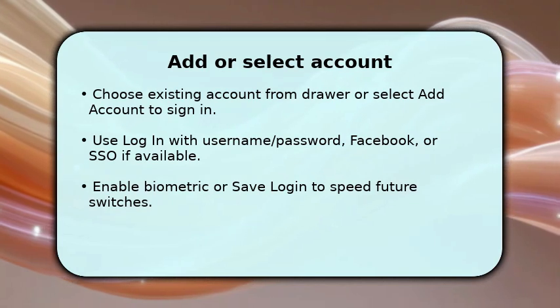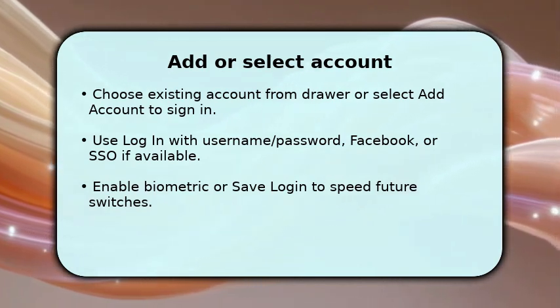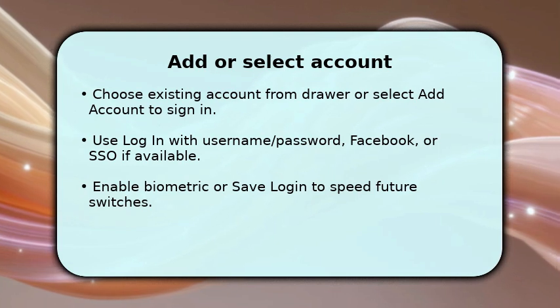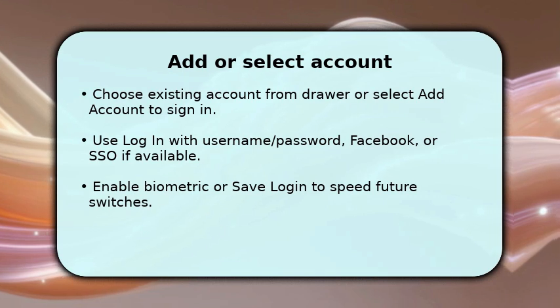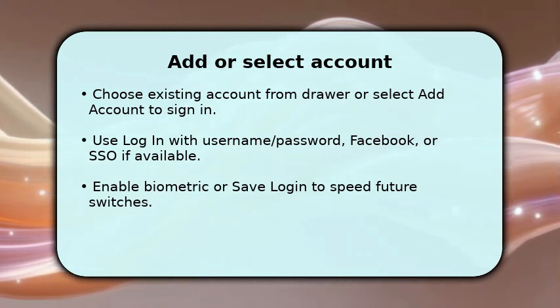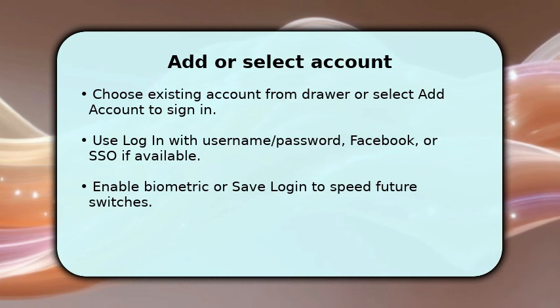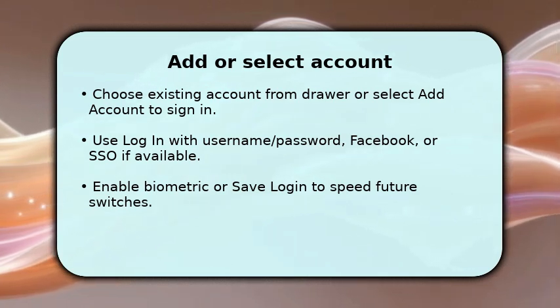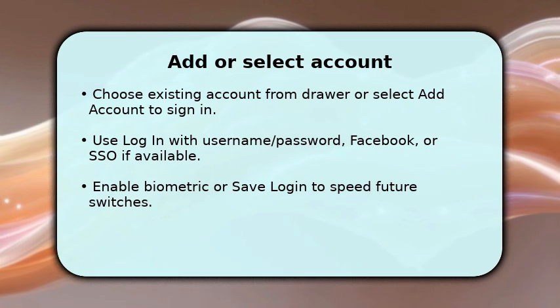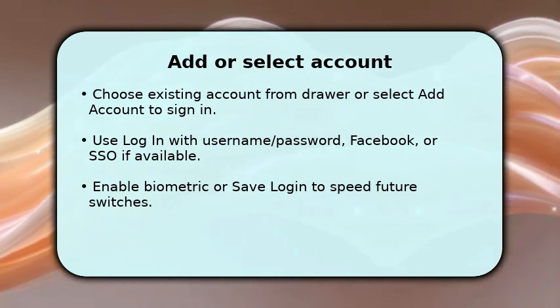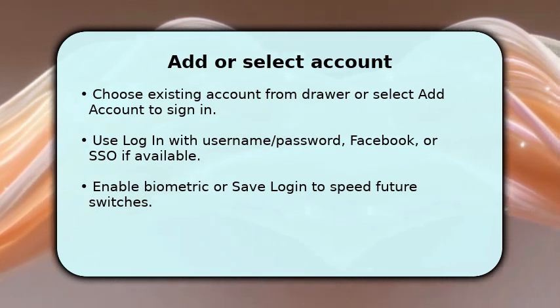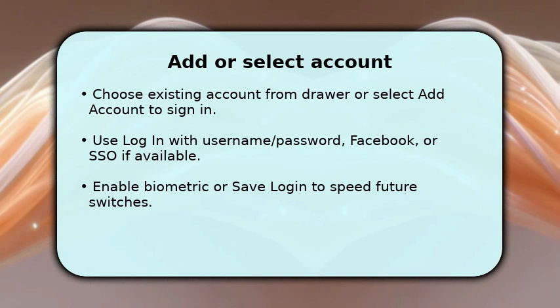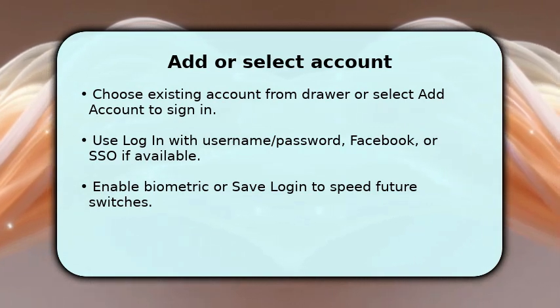Next, select the account you want to switch to or add a new one. If you tap Add Account, enter username and password or use Facebook/SSO options to link it. Instagram may prompt to save your login, except to streamline future switching. Once signed in, the app links accounts and shows them in the drawer. Make sure two-factor prompts are approved. These steps create persistent sessions, so you can alternate accounts without repeated logins, keeping notifications separate and organized.